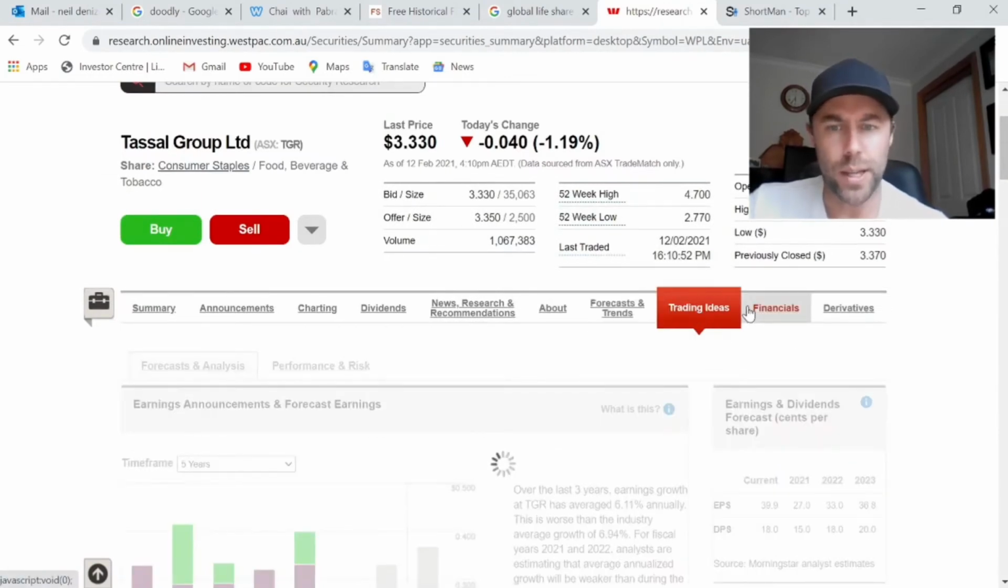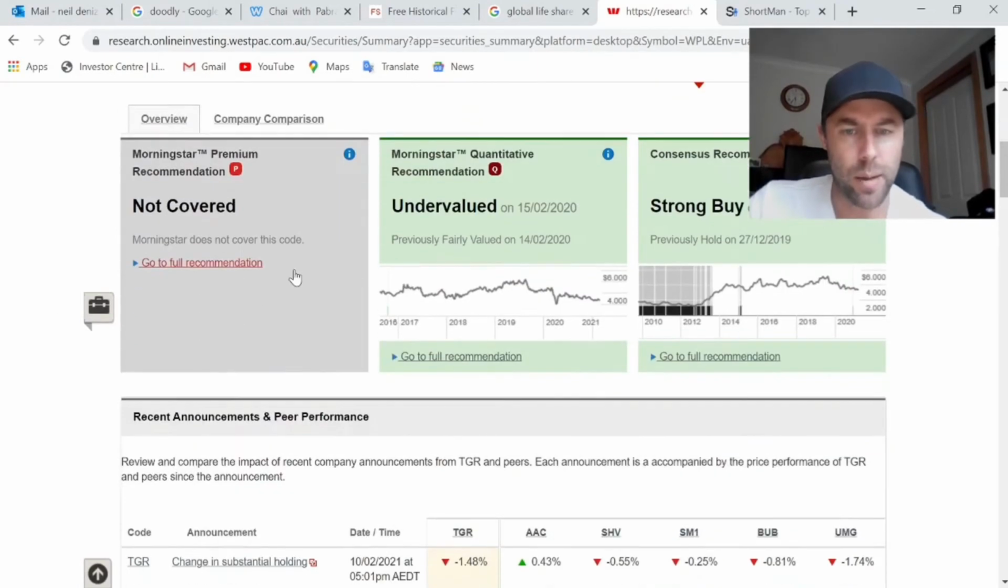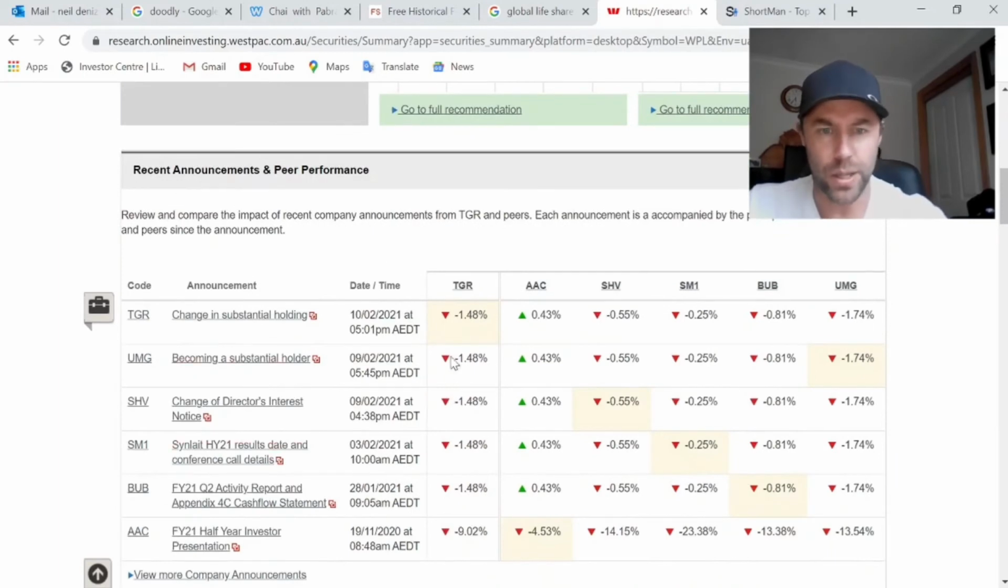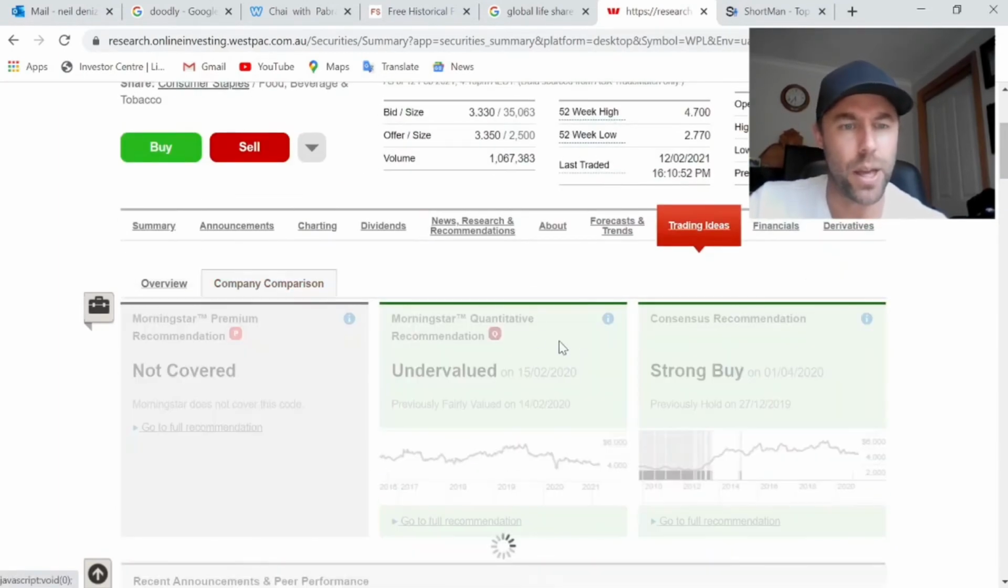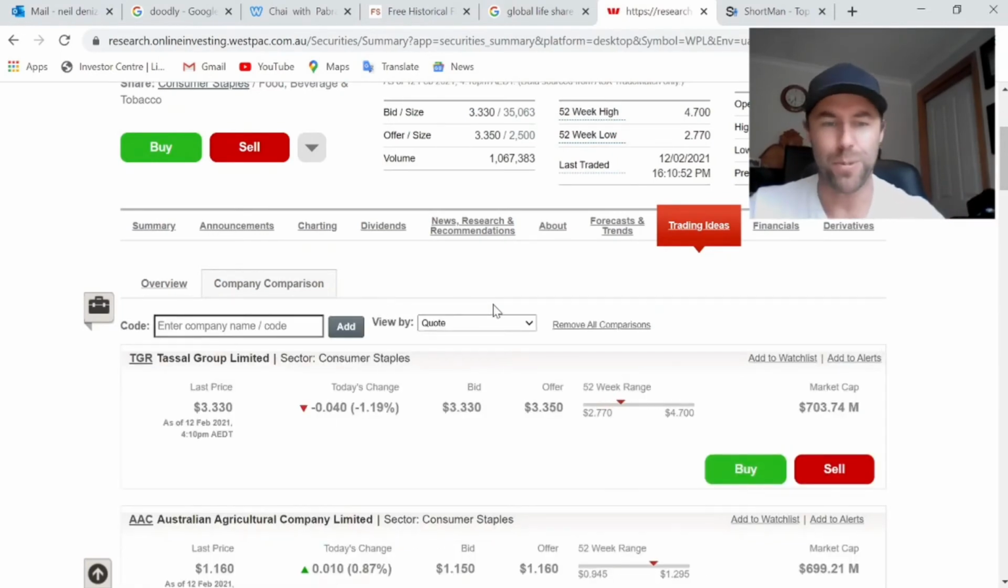Trading ideas. This is another good little area I like to look at as well for running comparisons compared to other companies in a similar sector. Here we have the overview again, some of the latest announcements made by the company. Then the company comparison. This is a great tool I like to use just to compare, apples to apples, let's say.